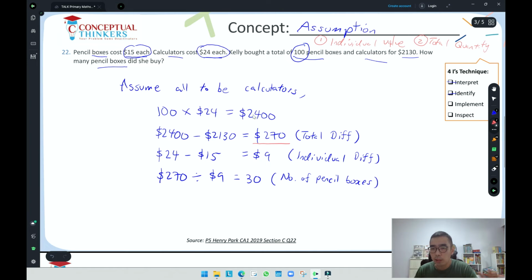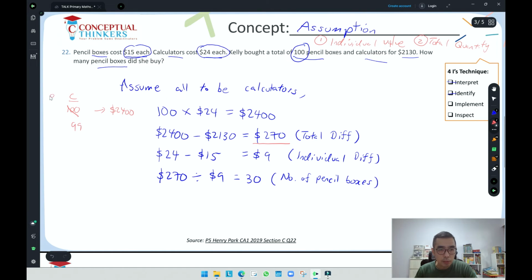So that means that there will be a certain number of pencil boxes in this 100 total number, right? So what we need to do is, let's say that now we have 100 calculators, so I put a C to represent calculator. So this will give me $2,400. Now if I take out one calculator, which means that now I'm going to reduce this to 99.